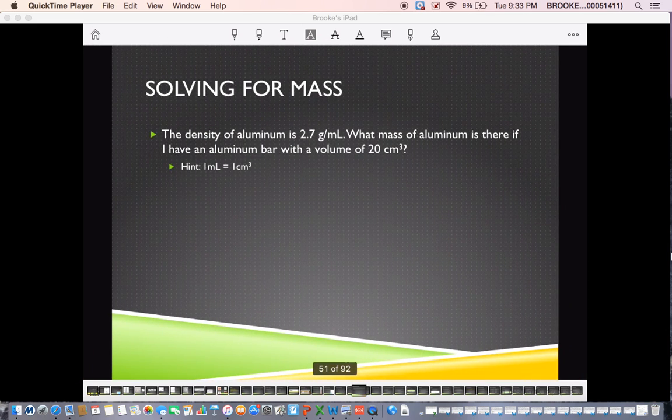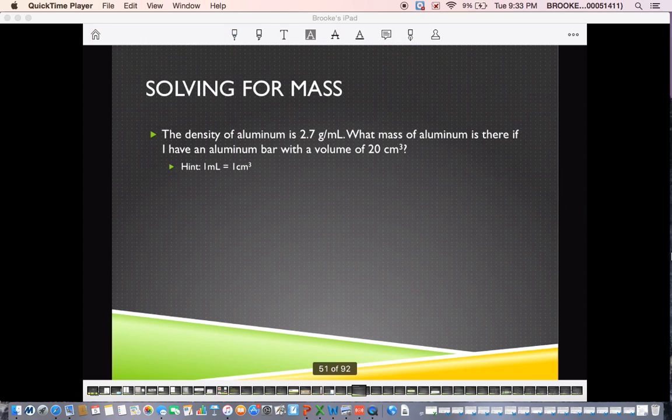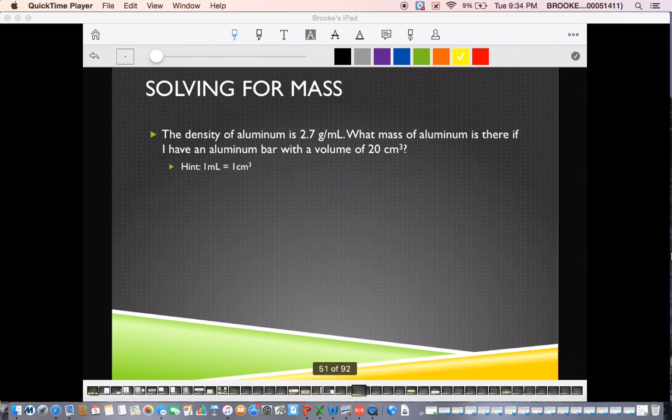The next example that I'm going to do on the video is I'm going to show you how to solve for mass. It's pretty simple. So if we read our problem, it says the density of aluminum is 2.7 grams per milliliter. What mass of aluminum is there if I have an aluminum bar that has a volume of 20 centimeters cubed? The first thing you should notice here is it says what mass. And if it says what mass, that should give you a clue that you are going to solve for mass.